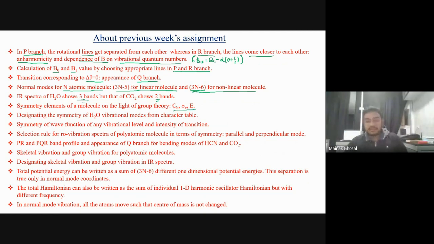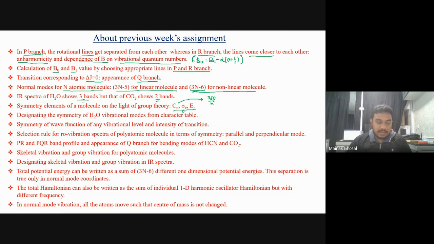Cn is the axis of rotation. Cn means if you rotate the molecule by an angle of 360 by n, you will get the identical conformation. You have also learned it in stereochemistry. Also, there is sigma v, that means a vertical plane which will bisect this molecule. Okay, and E is the identity. Every molecule has this identity element.